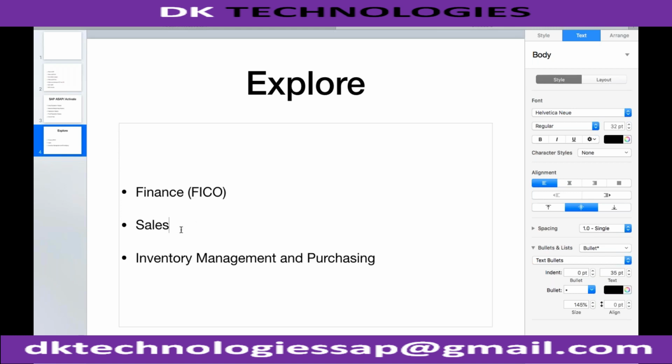this is sales, which is nothing but SD. These are the old names. Now in S4HANA, they are called SAP S4HANA Financials. I'll not say FICO anymore. It is Financials. This is sales, and inventory management and purchasing, let me write it in the SAP S4HANA language, is called sourcing and procurement.